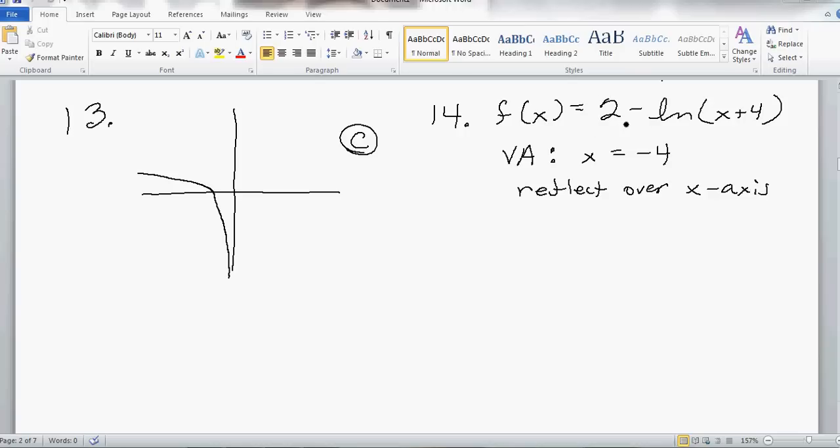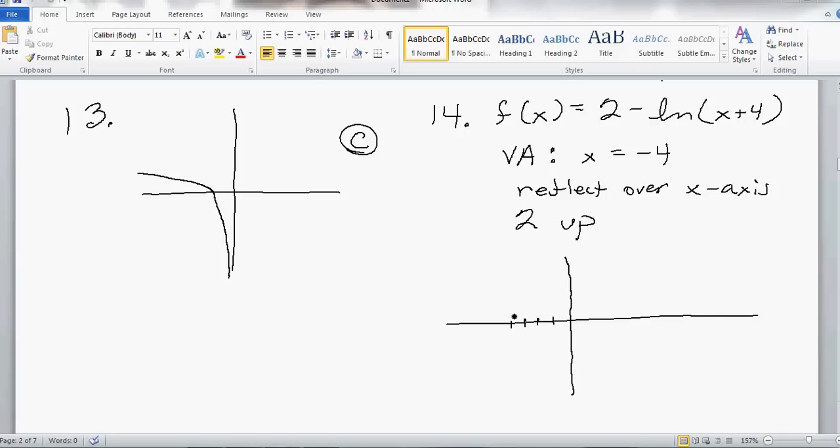And then this 2, if this bothers you, put negative natural log of all this plus 2 out here, and you've got an equivalent statement. This would mean go 2 up. So with that in mind, let's draw in everything we need, and then it should come out okay.